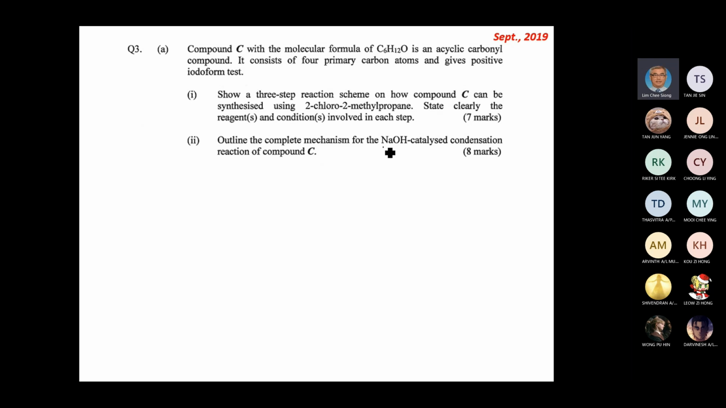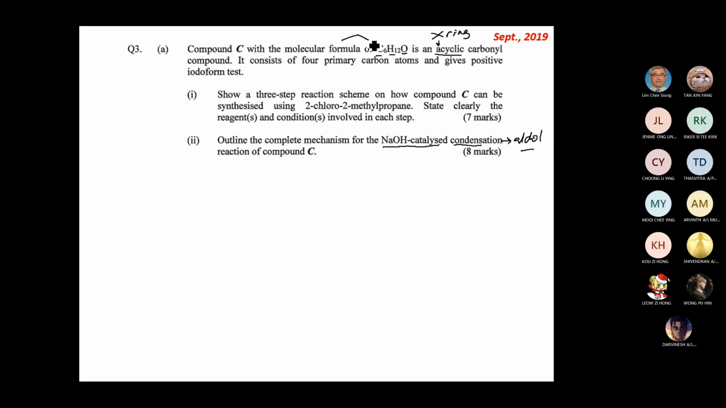Okay, now you see this question. NaOH catalyst, this one under the condensation, shows that you're going to form an aldol. We see the same way, but that's only a different naming. Compound C with the molecular formula C6H2O, it's acyclic. Acyclic means it's not a ring, not a benzene ring. It means it's a longer carbon chain. It contains a carbonyl, CO.